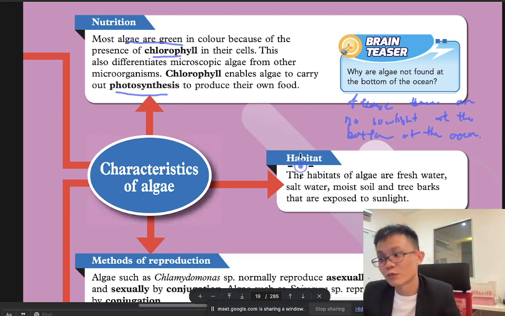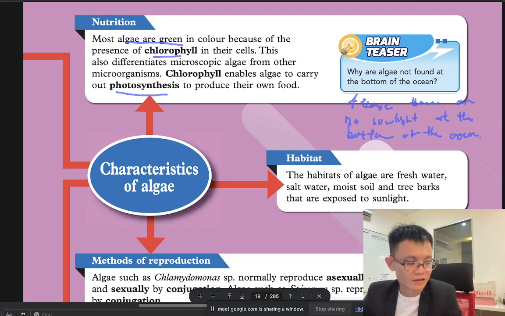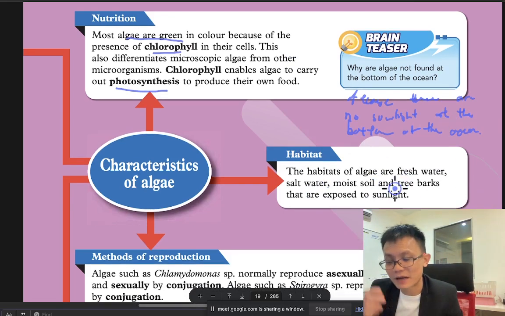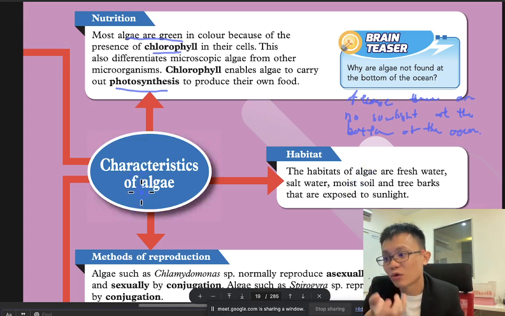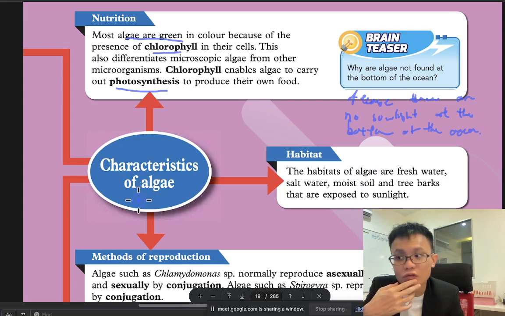So most animals also won't go to the deep part of the ocean, because there is no sunlight that can enter, and no fish also wants to enter because there is no food. Since there is no food, usually animals won't go there.